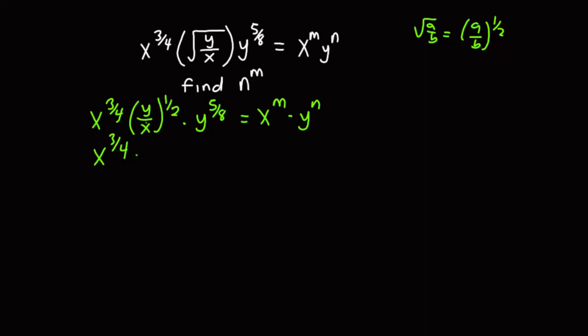Now what I'm going to do is simplify this. The square root of a on b is equal to a on b all exponent half, and per indices, the exponent will affect the numerator and will also affect the denominator. So what is going to happen here is that I'm going to get y exponent 1 on 2, all this divided by x exponent 1 on 2, times y exponent 5 on 8. Remember, this is equal to x exponent m times y exponent n.